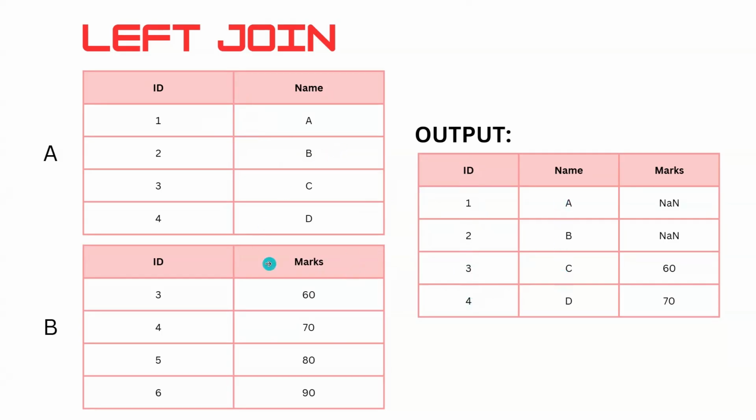Now, here, if you see in table B, I have only ID 3 and 4. So for 3, 4, I have provided 60, 70. But I don't have ID 1, 2 here as part of data frame B or table B. So in this case, if the value didn't get found, we are going to provide NaN here.